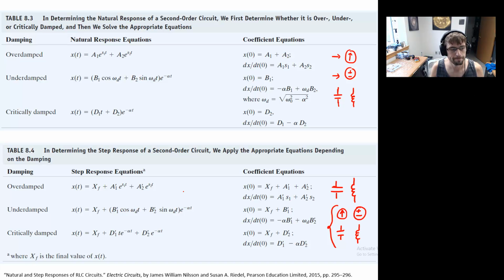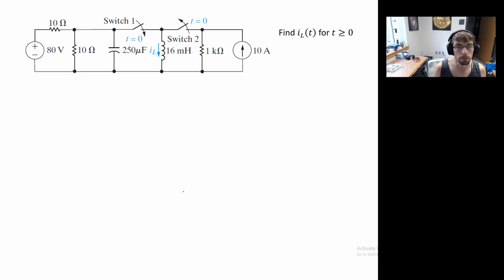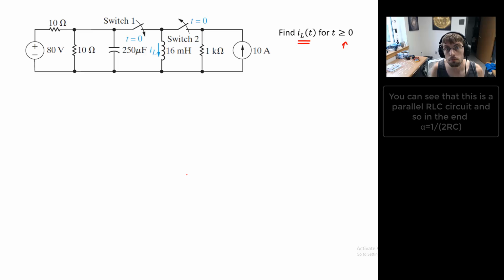Okay, so let's get at it. I have another circuit for you. Go ahead, take a minute. Let's see if we can find IL of t for when t is greater than 0.